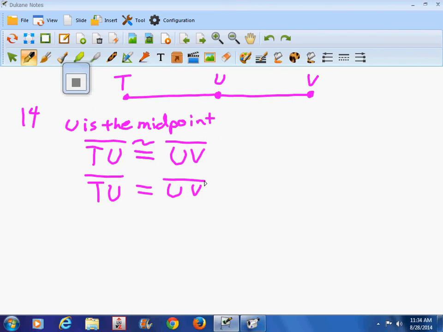Because I can say this, they tell us that TU is equal to 3x plus 4. They tell us that UV is equal to 5x minus 2. So, in answer to Ashley's question, what's the point in time when we actually set these equal to each other? Well, this is it. Because I have U coming right down the middle, I can say that TU, 3x plus 4, is equal to UV, 5x minus 2.